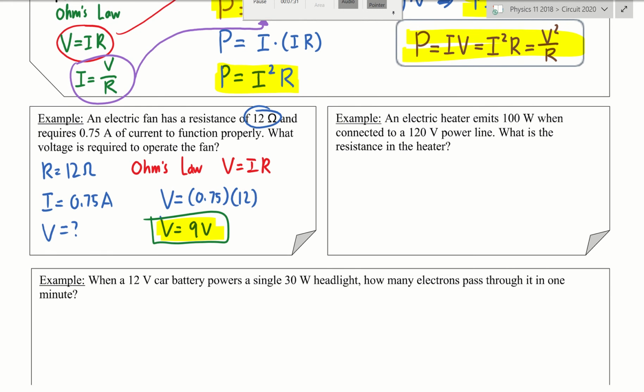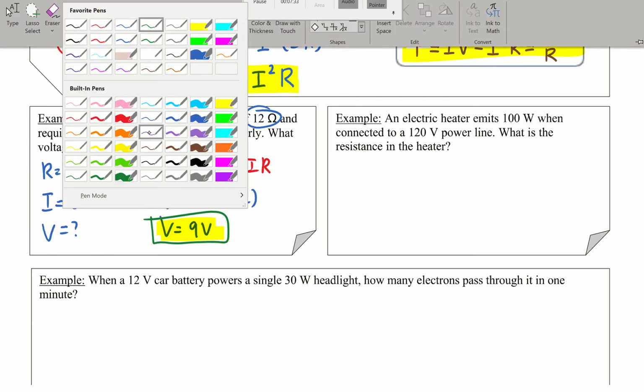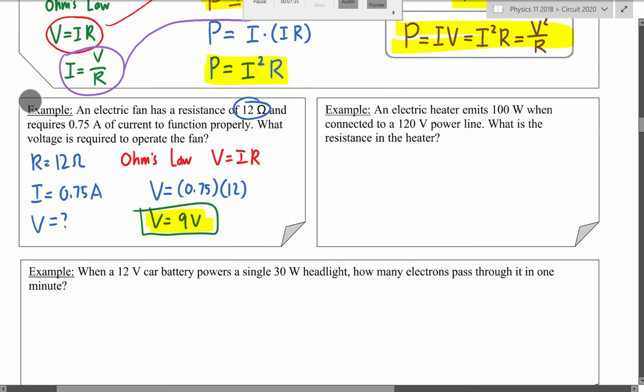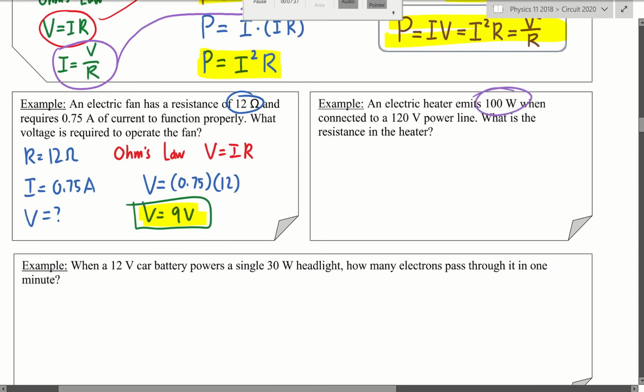Okay, so let's look at another one. The third one is a scary one. So this one is not. Okay, so we have an electrical heater with a 100 watt. Now this is the power rating. So the power rating is 100 watts, when connected to a voltage that's 120 volts. So voltage is 120 volts. What is the resistance? So I'm looking for R.